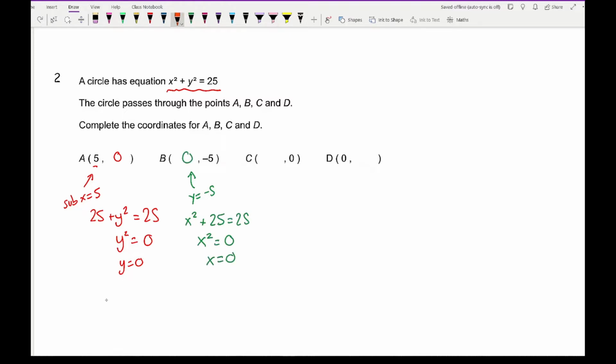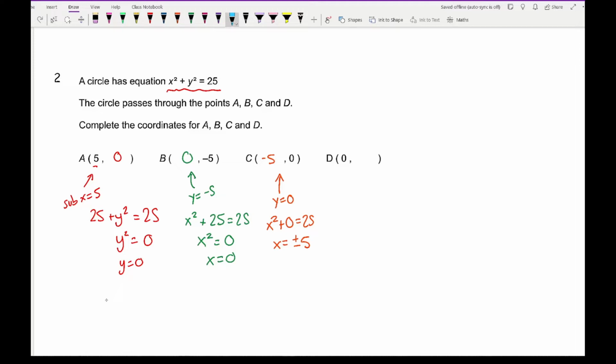Then for C, again, I'm substituting y equals 0. So here I've got x squared plus 0 squared, which is 0, equals 25. So x equals plus or minus 5. Now, we've already got plus 5, so C must equal minus 5. Otherwise, C is going to be on top of A.